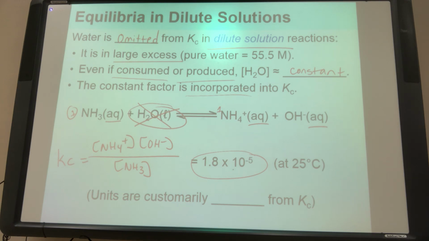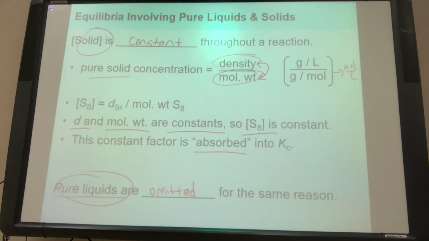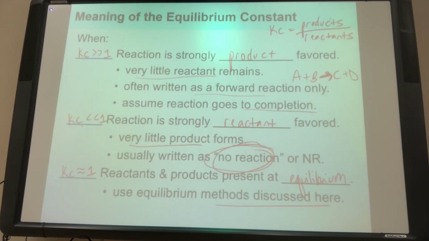This number is really, really small. If it's really, really small, we know what that means. If it's really, really small, then it's strongly reactant favored, which means it's not going to really happen that easily. Okay?